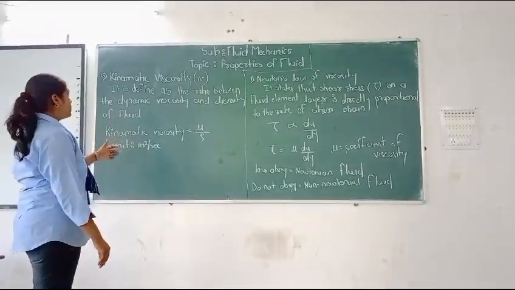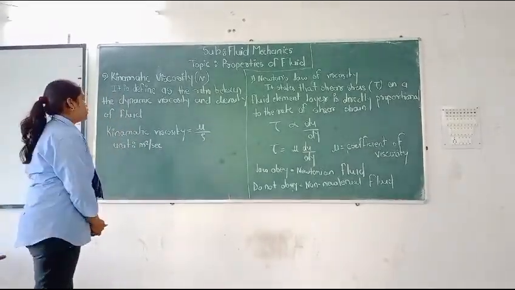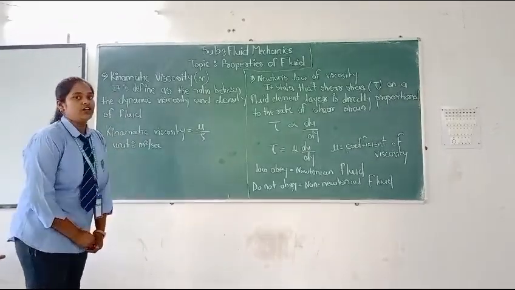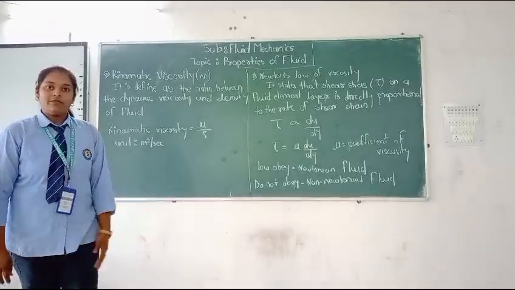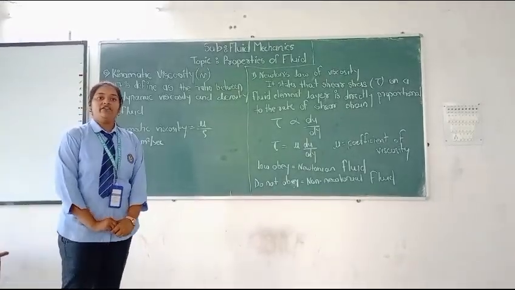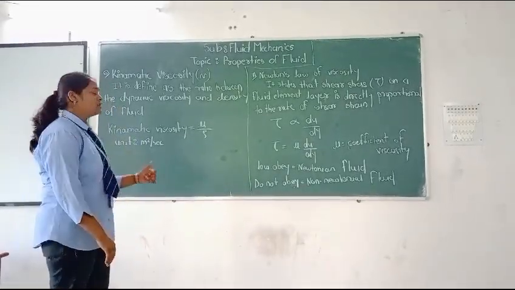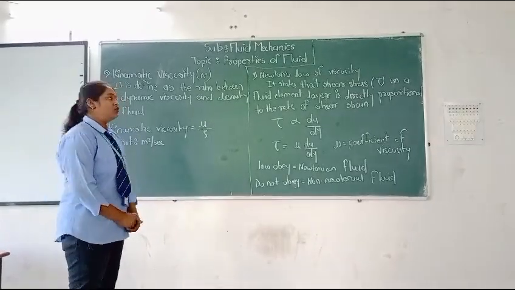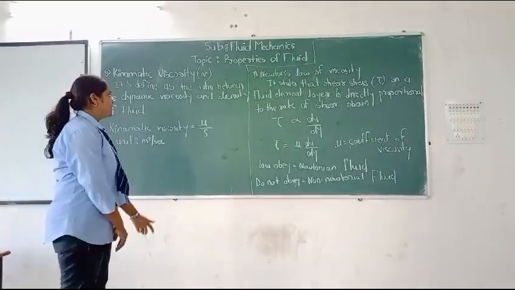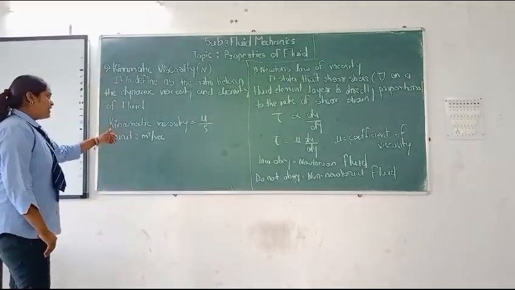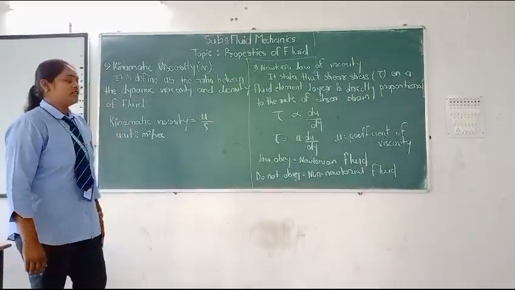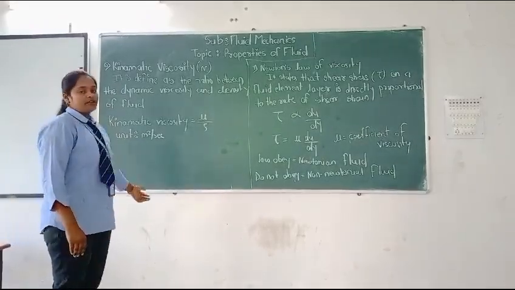So the sixth property is the kinematic viscosity, which is denoted by a Greek symbol nu. The definition of the kinematic viscosity is the ratio of the dynamic viscosity to the density of the fluid. From the definition, we can derive the formula: kinematic viscosity is equal to mu upon rho. The mu is nothing but the dynamic viscosity and rho is the density of the fluid. From the formula, the unit of the kinematic viscosity is meter square per second.